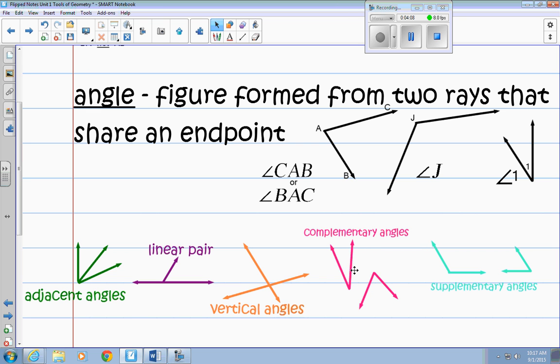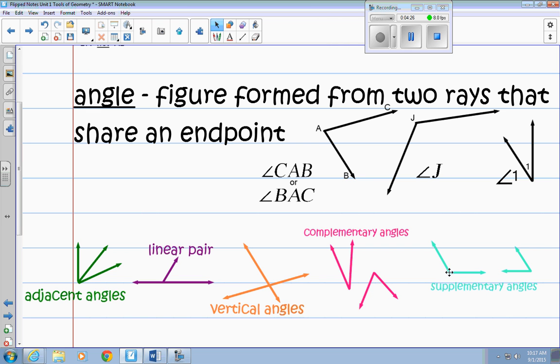Complementary angles are any two angles whose measurements add up to equal 90 degrees. A lot of times you'll see them adjacent to one another forming a 90-degree angle, but they don't always have to be. So complementary angles don't have to be next to each other, but if their measurements add up to equal 90 degrees, then they are complementary.